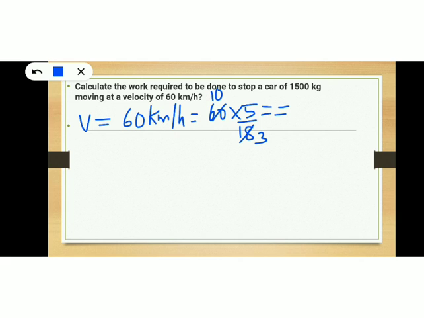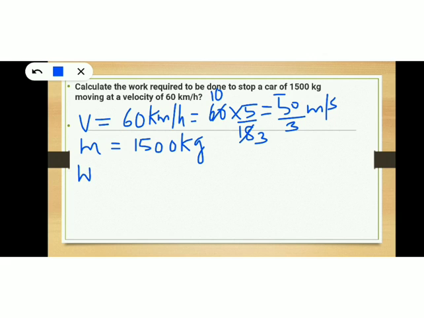So you will get 10 into 5, 50 by 3. Okay, so 50 by 3 meter per second. Now what else is given? Mass of the car is given. Mass is 1500 kilogram. You need to find out the work done to stop the car. So here we need to apply our work energy theorem.